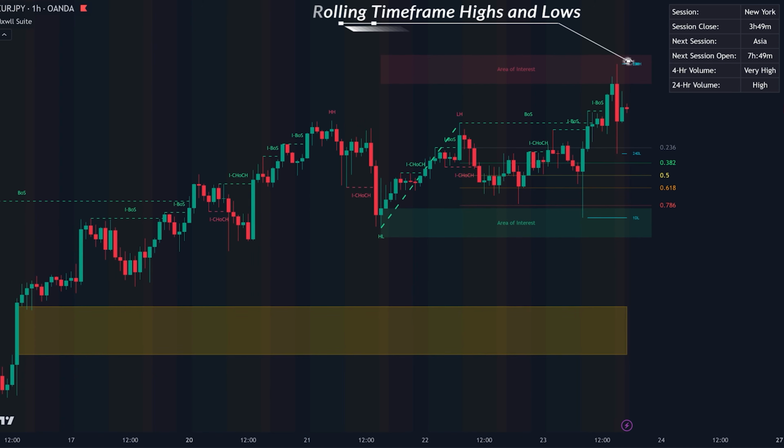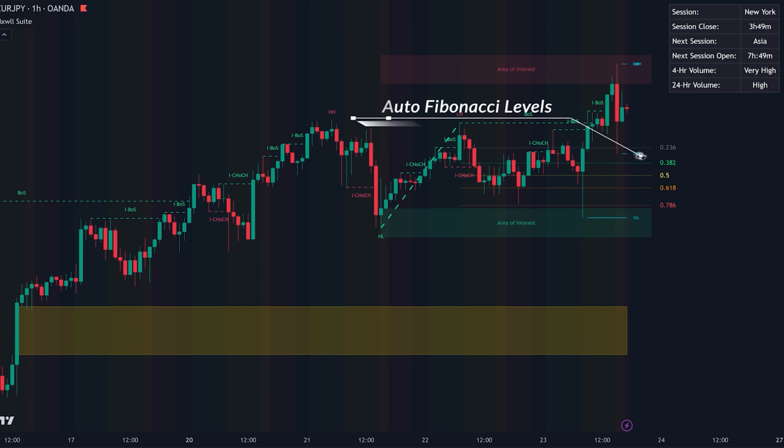Rolling time frame. Highs and lows. This tracks the highest and lowest prices over specific rolling periods, giving you up-to-date support and resistance levels. Auto Fibonacci levels. The indicator automatically calculates and shows Fibonacci retracement levels on the chart. These levels help you find potential points where the price might reverse.